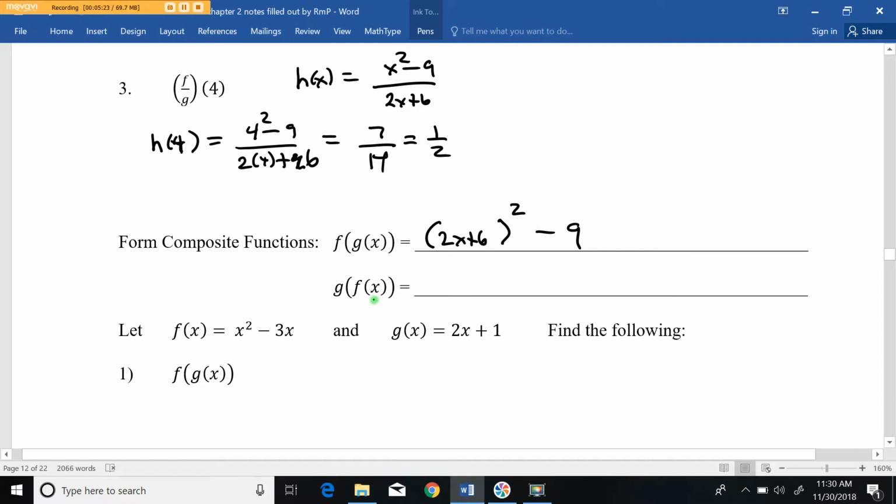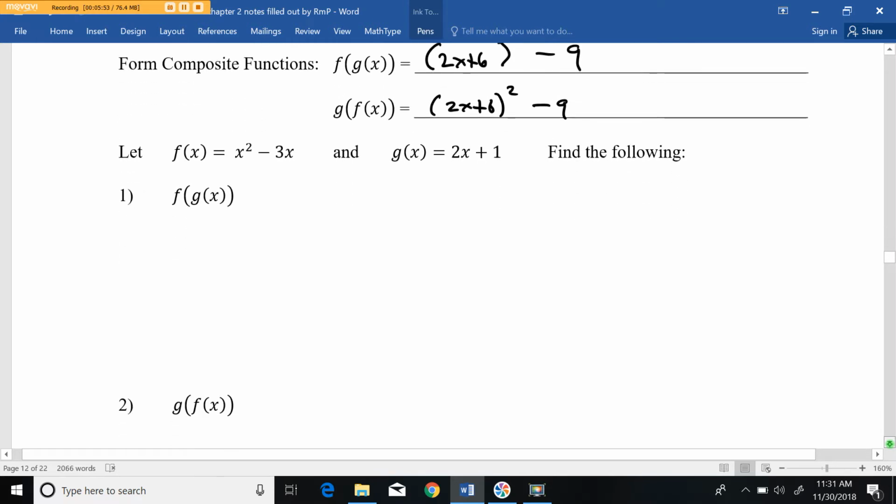Next one here, g of f of x. What this means is we're going to take f of x, and it's going to go in place of x in the function g. So this was f of x, and this is g of x. What we're going to be doing is placing this function into this one. So that's going to be 2x plus 6, the quantity squared, minus 9. And again, these are called the composition of functions.